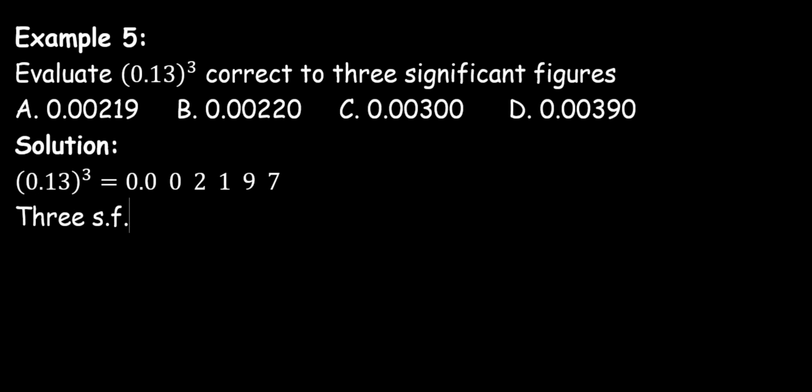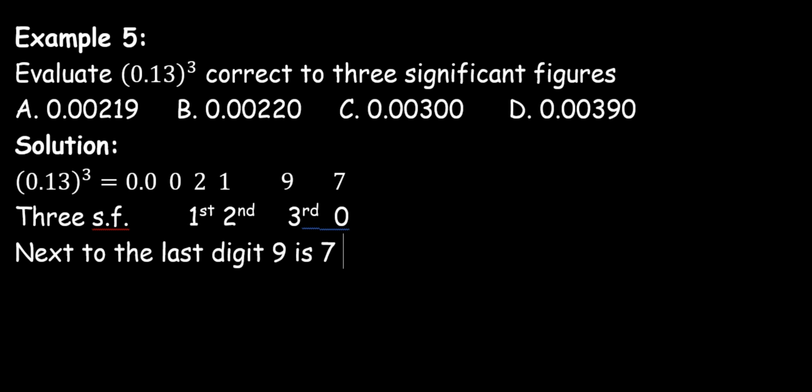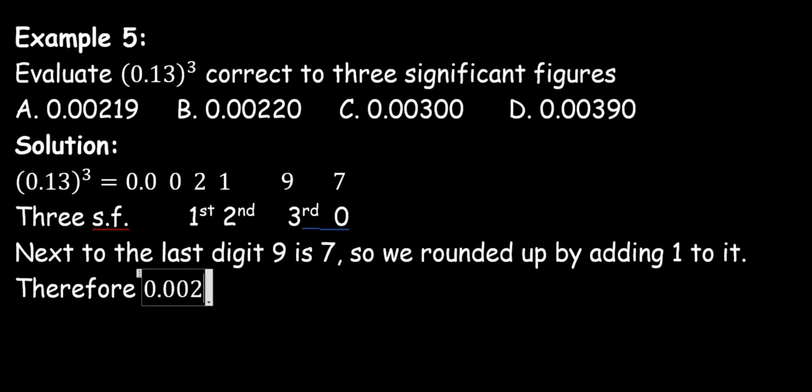So we carefully indicate them. The first significant figure will be under 2. The second significant figure will be under 1. The third significant figure will be under 9. And for clarity purposes, we just put 0 under the 7. Now you will observe that next to the last digit 9 is 7, so we round up by adding 1 to it. Therefore, 0.002197 is approximately equal to 0.0022 to 3 significant figures.